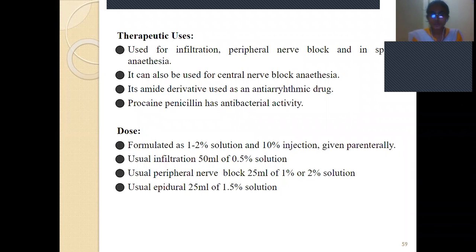And for uses, it is used for infiltration, peripheral nerve block anesthesia, and also spinal anesthesia. It is also used for central nerve block anesthesia, and it is also used as an anti-arrhythmic drug. And procaine penicillin has antibacterial activity. This means it is not only used as a local anesthetic, but also as an anti-arrhythmic drug, and also for antibacterial activity.